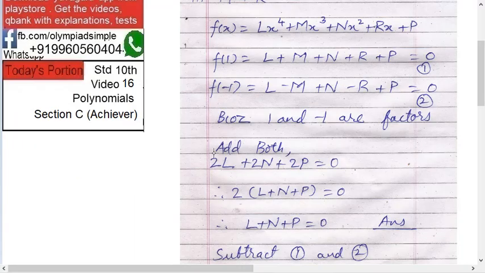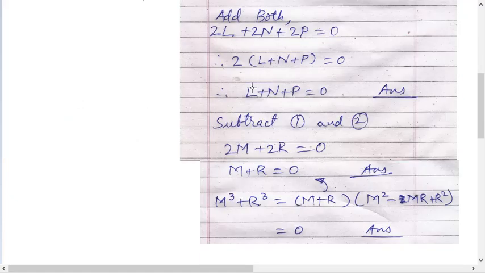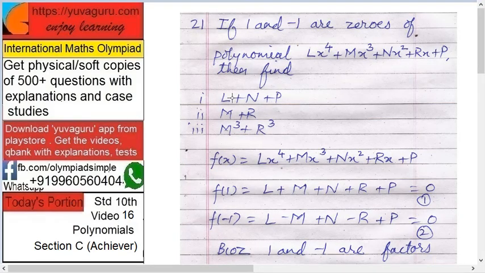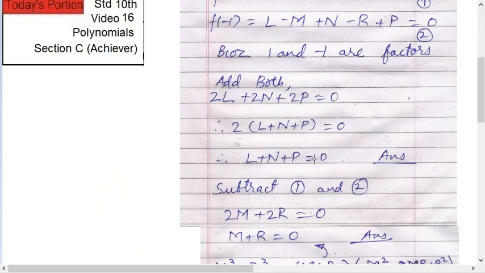So next, add both 1 and 2. This is equation number 2, this is number 1. Add both. What will you get? 2L plus 2n plus 2p equals 0. Therefore 2 common out, L plus n plus p equals 0. Therefore L plus n plus p equals 0. 2 taken on this side, it becomes 0. That is the first answer. L plus n plus p equals 0.